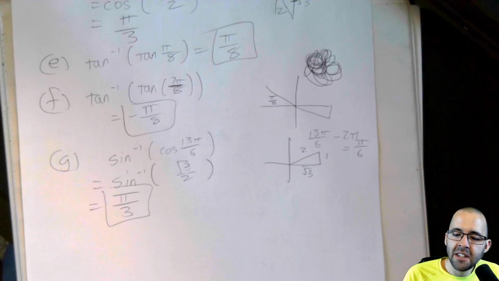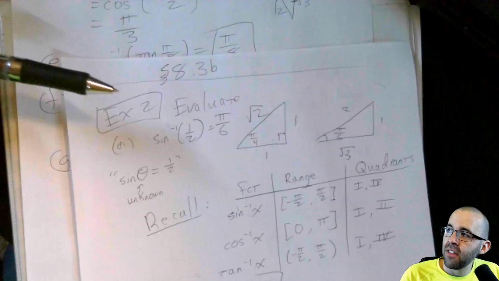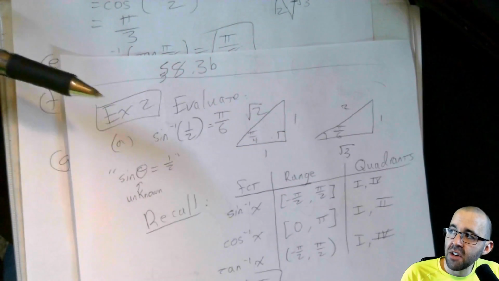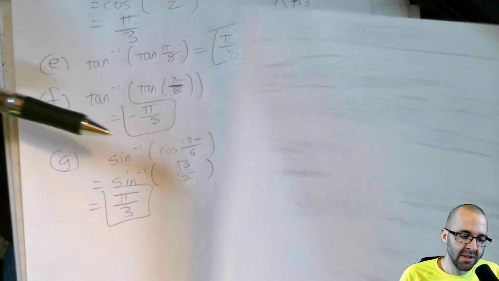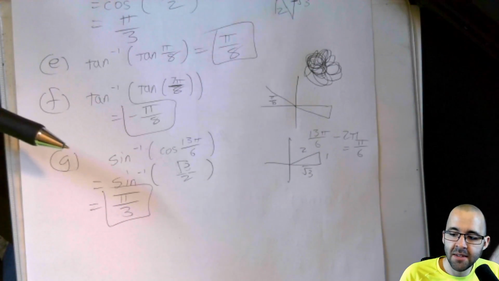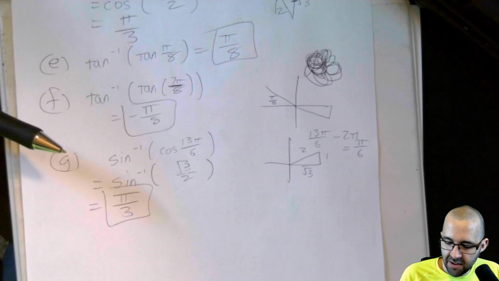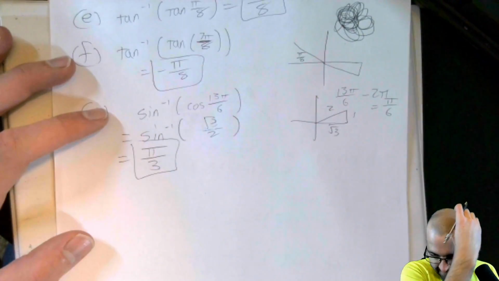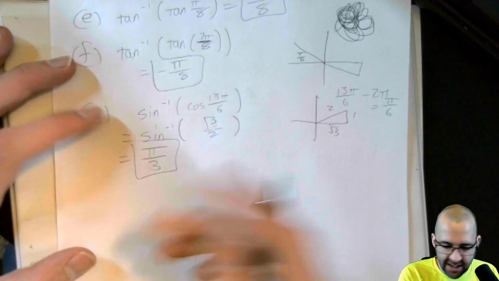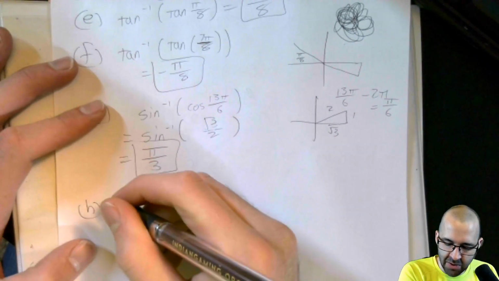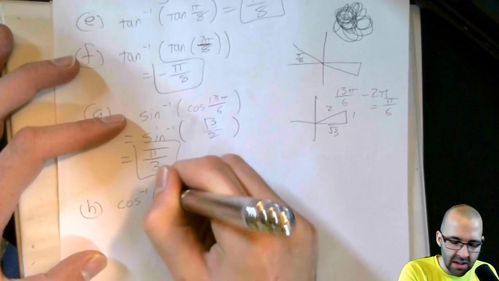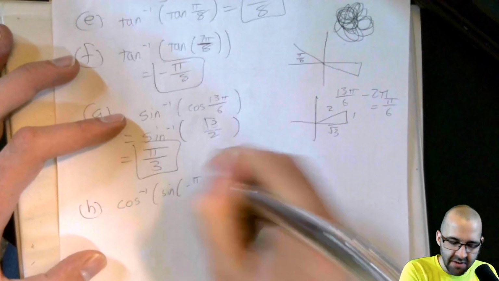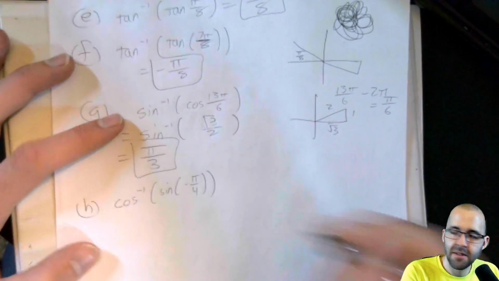It is very important that you have a good understanding of example 2. Because if you can't easily do example 2, well, this is just example 2 with more steps. So watch out for that. Let's get into some more exciting ones. Let's do one more like this, and then we'll move on to the next level. Inverse cosine of the sine of negative pi over 4.